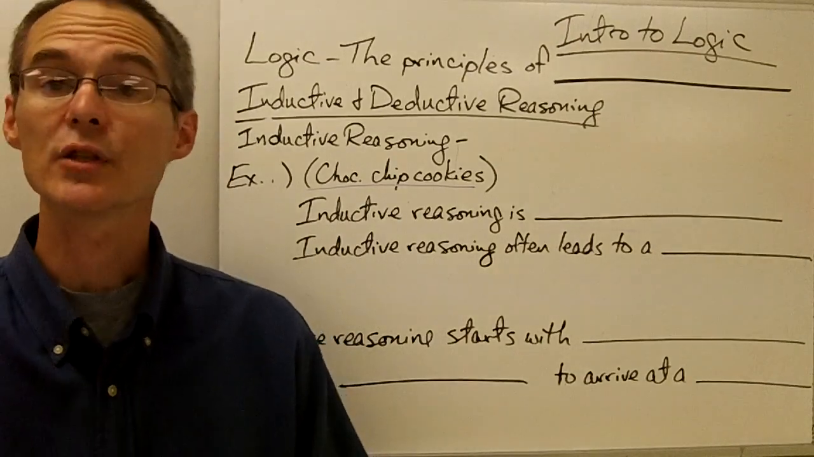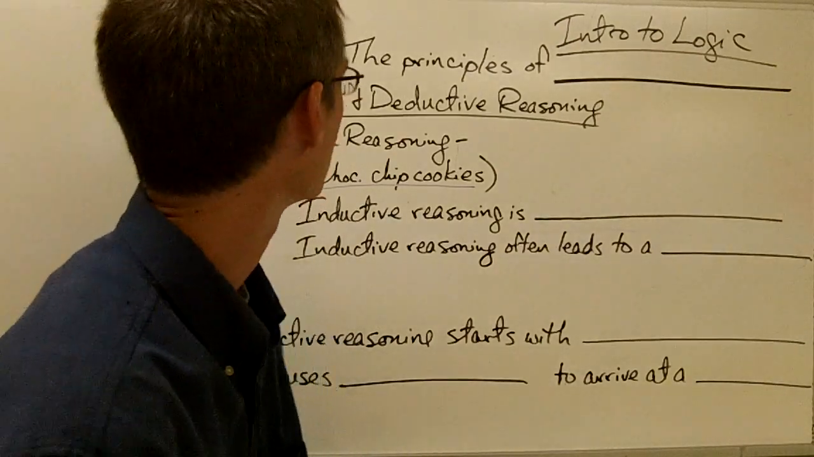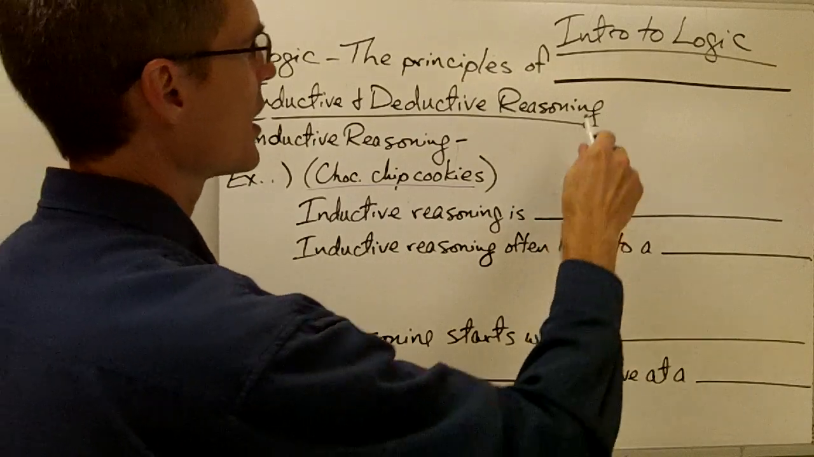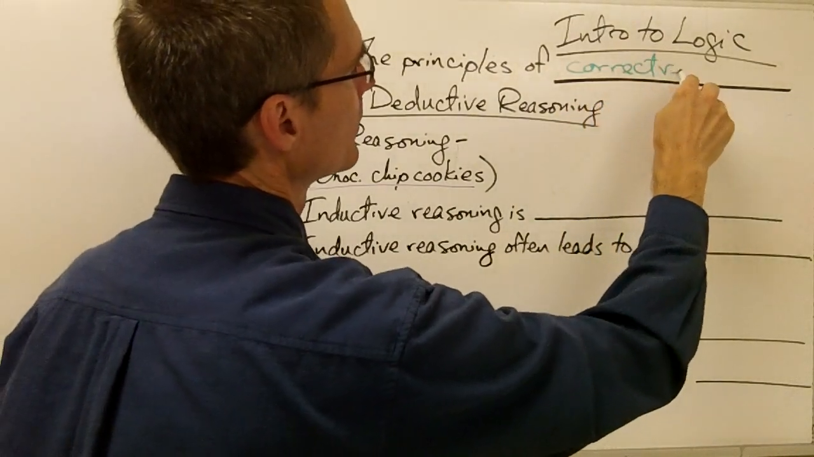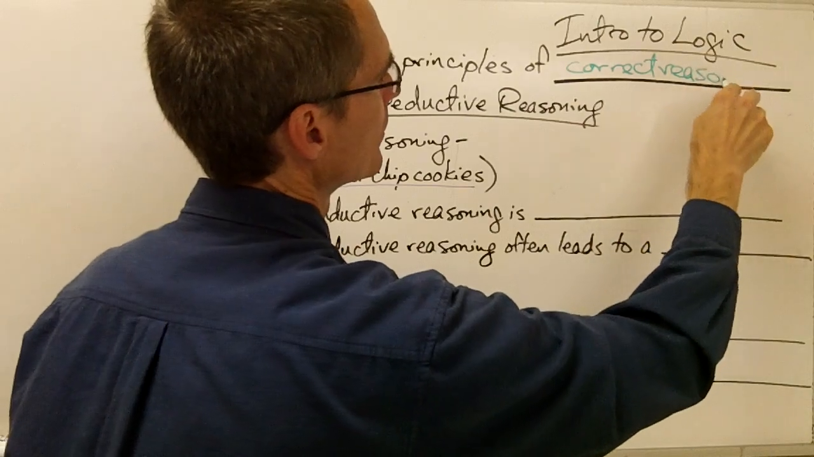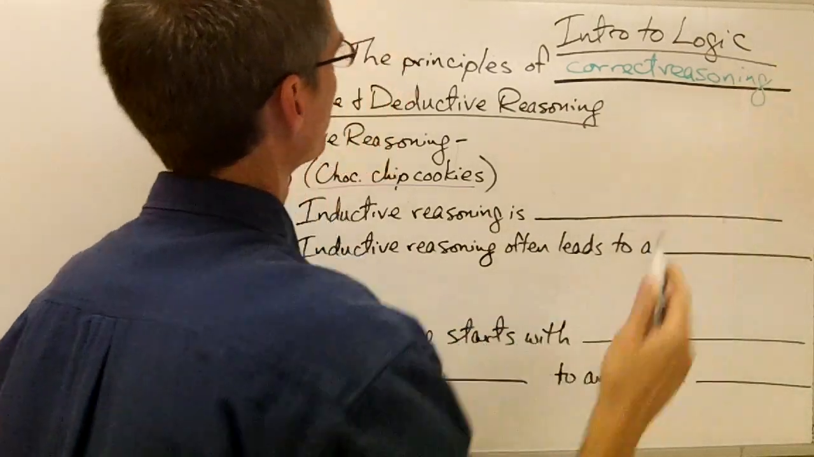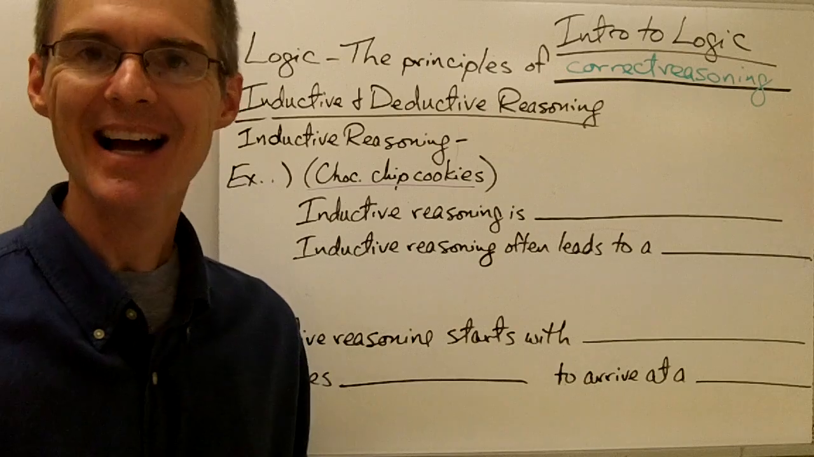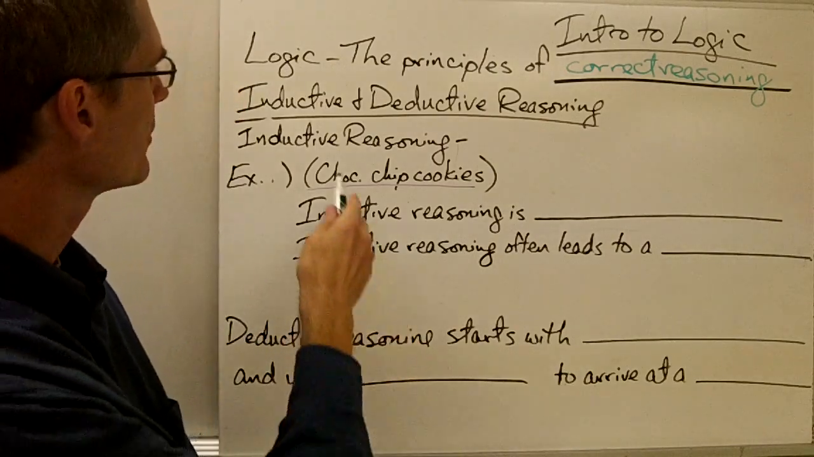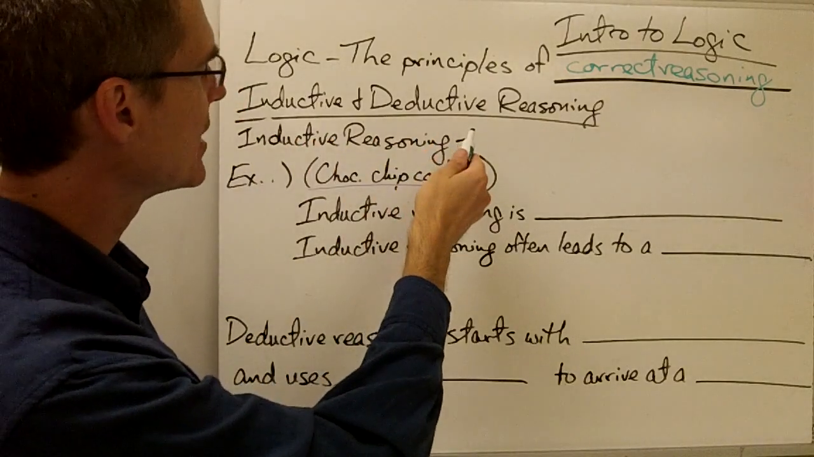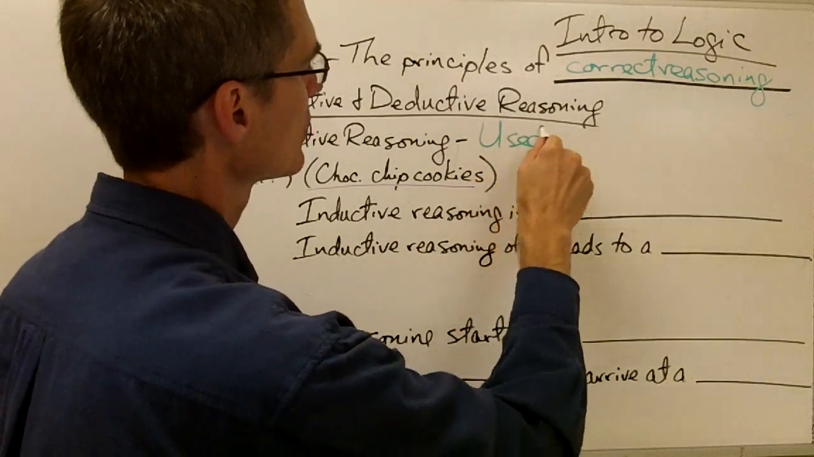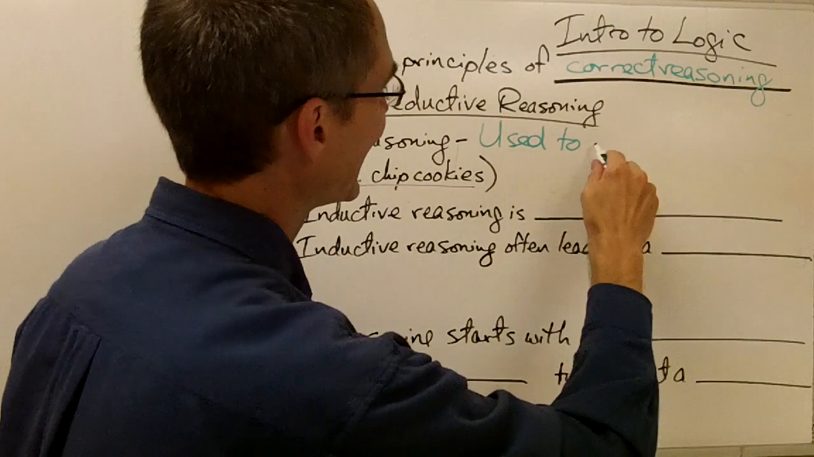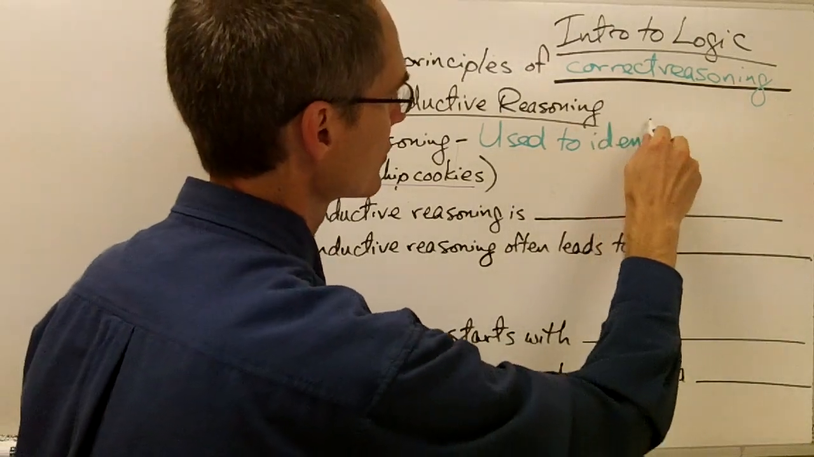Okay, this video is called Introduction to Logic, and logic just means the principles of correct reasoning. And there are two basic types of reasoning that we're going to talk about: inductive reasoning and deductive reasoning. Now, inductive reasoning is used to identify patterns.